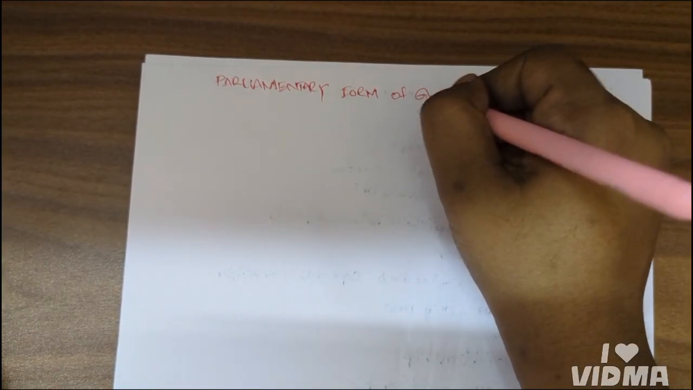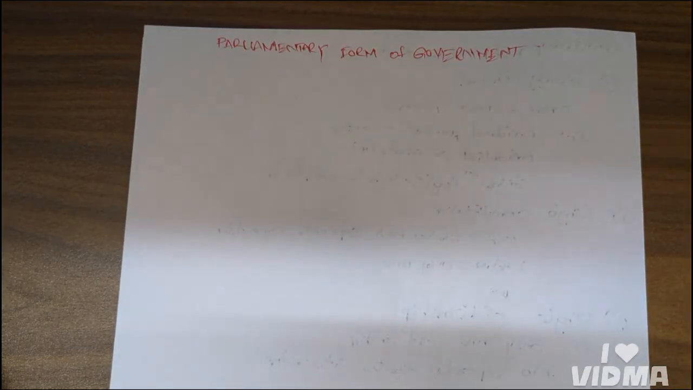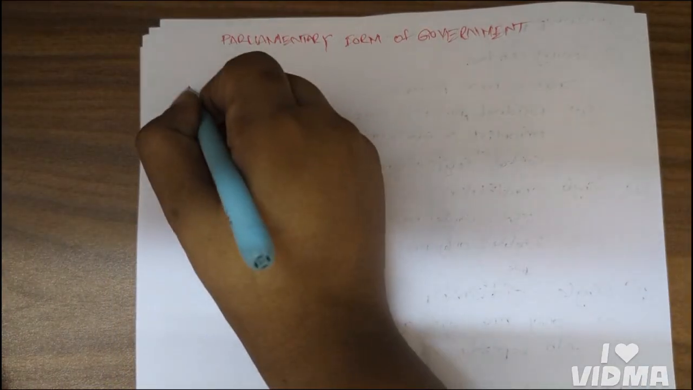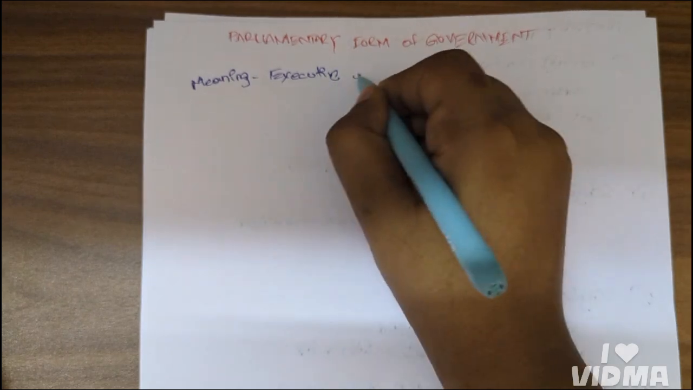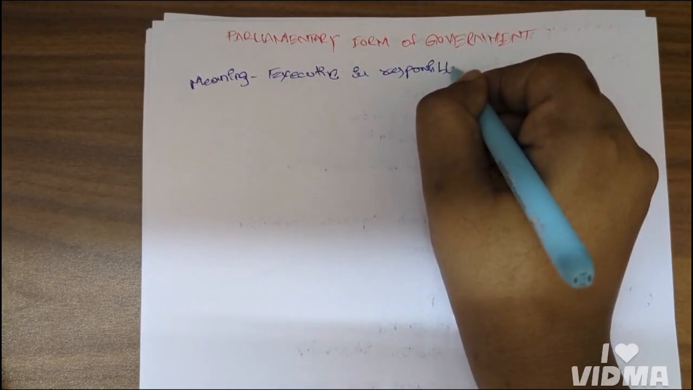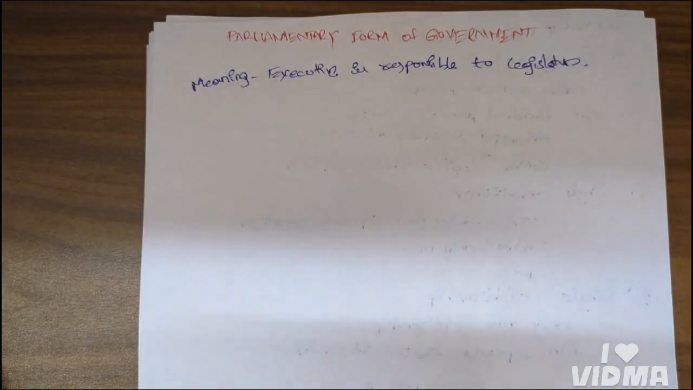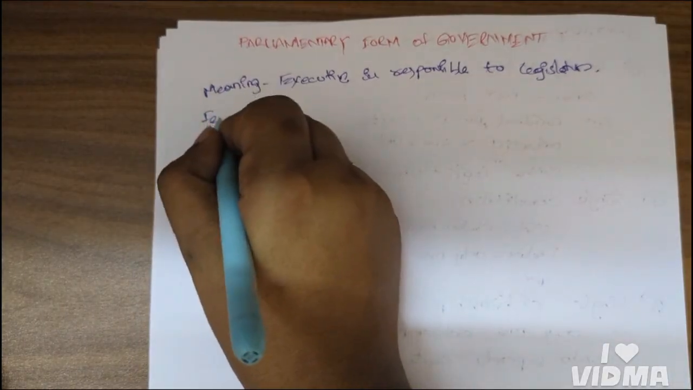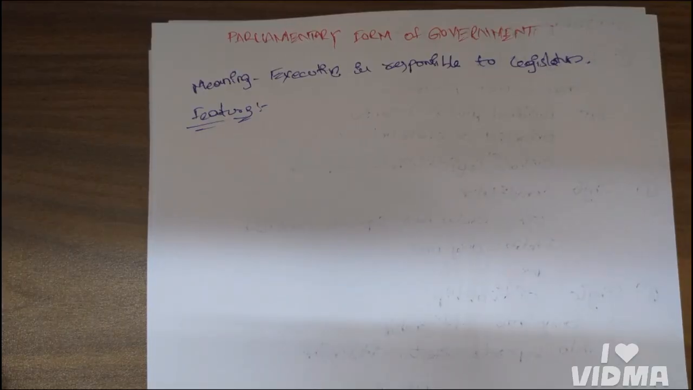So India adopted this system instead of the presidential system. But before understanding India's model, we must understand what this system actually means. So what is parliamentary form of government? In parliamentary system, the executive is responsible to the legislature. That means the government survives only as long as it enjoys the confidence of the majority in the lower house. So the executive is not independent; it is accountable to the parliament.